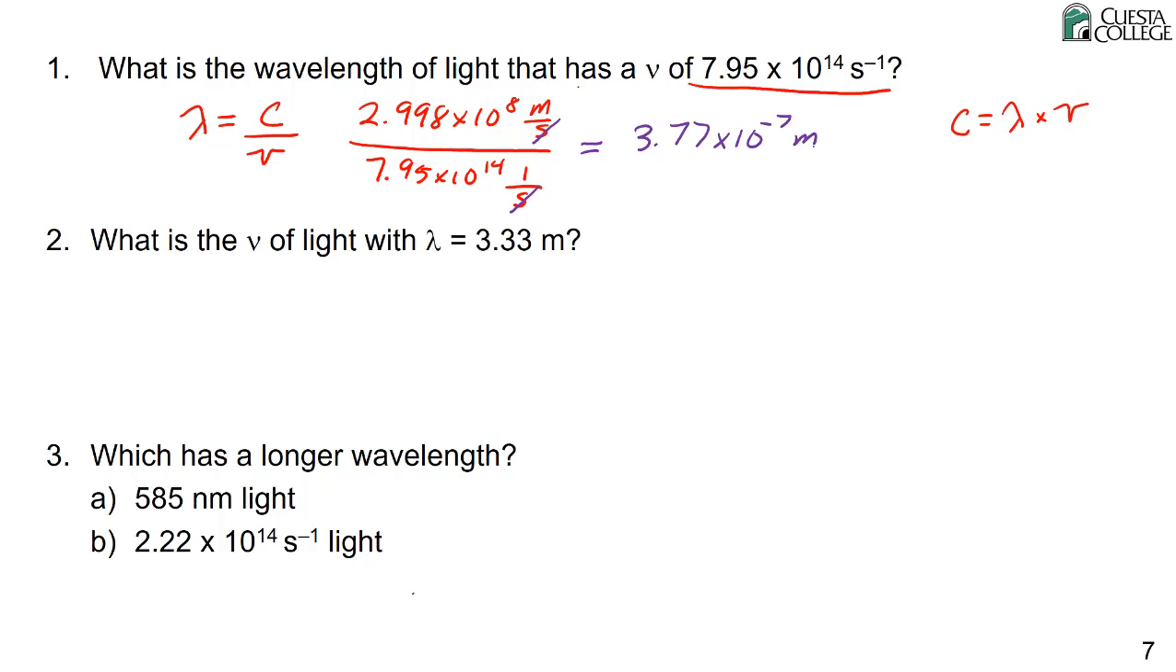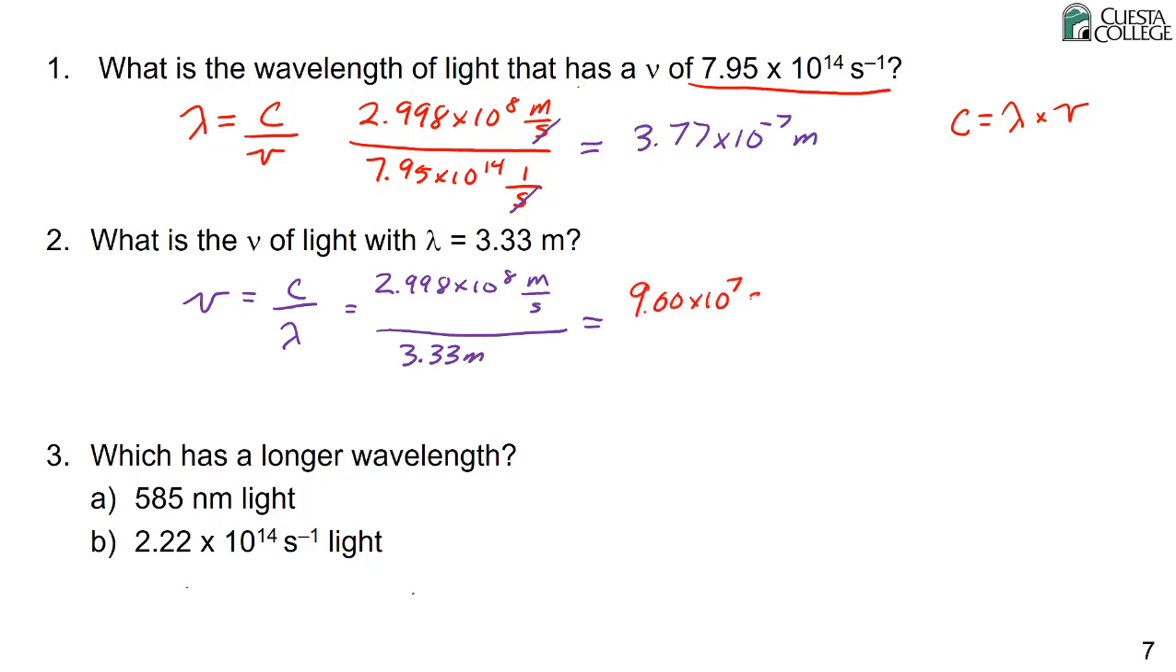For the second problem, it's very similar. What's the frequency of light with a certain wavelength in meters? We can start with frequency equals c over lambda. That would be equal to the speed of light over the wavelength. And that works out to be 9.00 times 10 to the 7th seconds to the minus 1 is the unit. The unit comes from meters reducing to 1 and canceling out, and the units in the numerator are left as 1 over seconds.